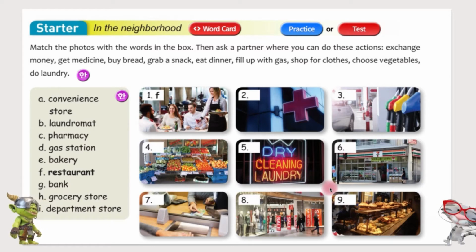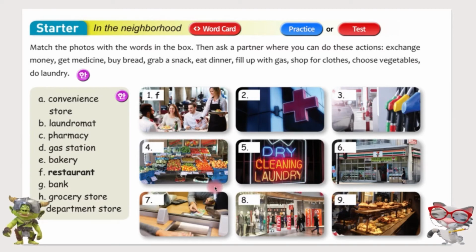All right, number 6. What will you buy or do at the convenience store? At the convenience store, I will grab a snack. Grab a snack. Yes, cup noodle, gimbap. So you'll buy a snack. So to grab something means to get it quickly. But of course, remember to pay. Don't just walk out without paying. That would be breaking the law.